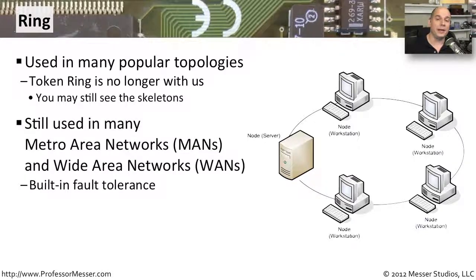Where you commonly see a ring network then is in larger networks. Things like your metropolitan area network and your wide area networks will use rings because you have fault tolerance there. If someone is working on the road and they accidentally break one of those connections, you've still got connectivity that you can use to circle around the other direction because everyone is connected in a single ring.